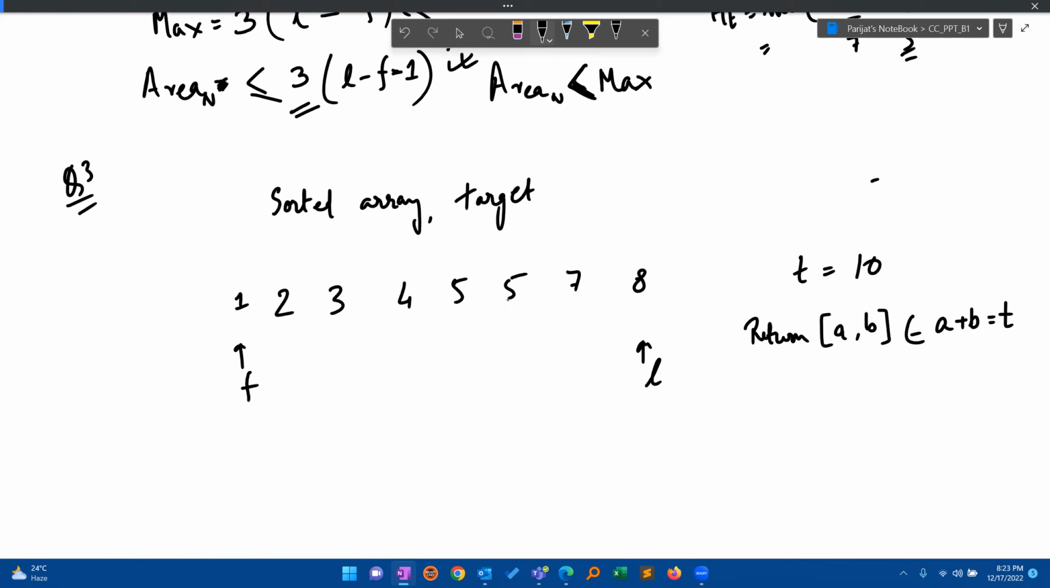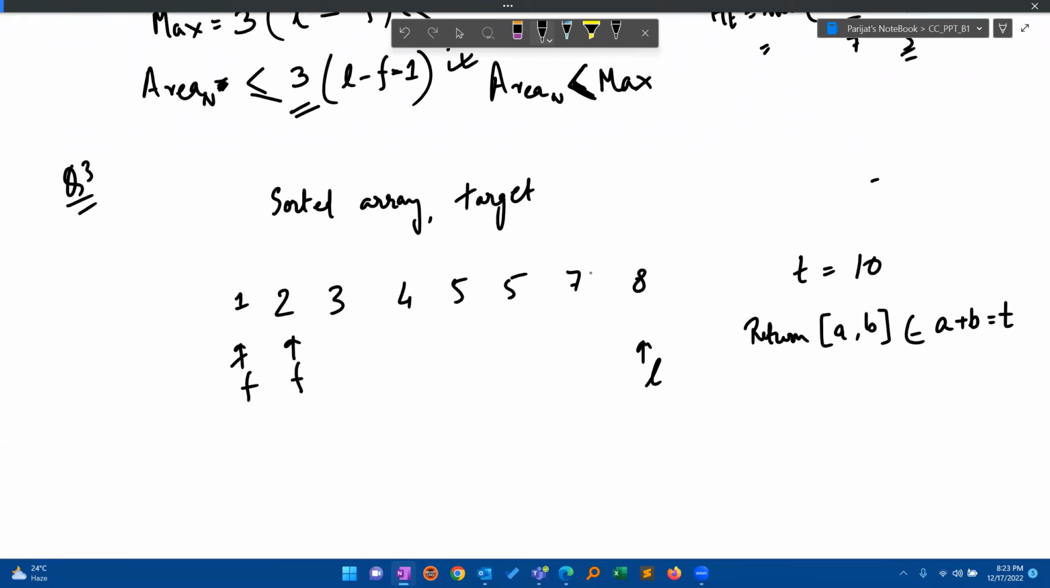We just check their sum. If their sum is less than the target, then you know that the smaller element has to be ignored, right? Because if you ignore the larger element, then you can never reach the target, because this element has to be smaller than 8. So you move the smaller element to the right, and then you again compare.